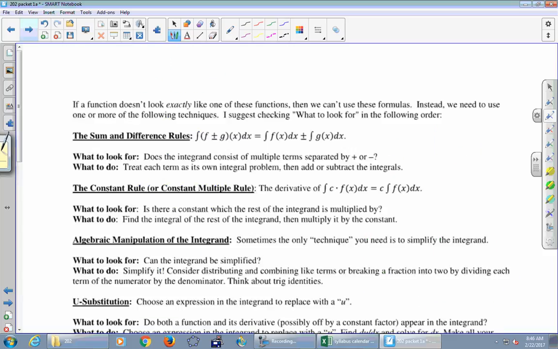Okay, on the next page, it says if a function doesn't look exactly like one of these functions, then we can't use these formulas.